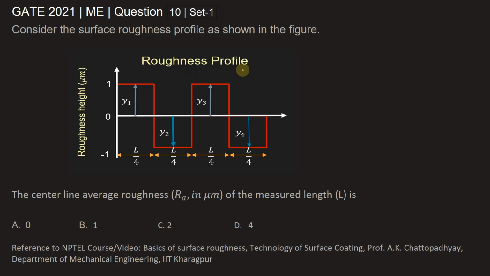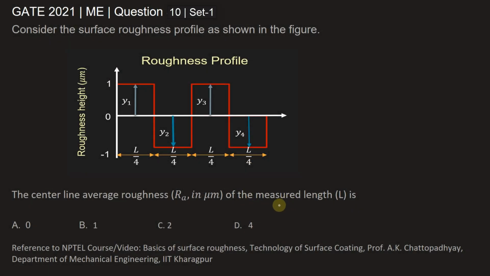Now in this figure, the roughness profile is given with the roughness height in micrometers on the y-axis and the length of the roughness profile in the x direction. And we need to find the center line average roughness of the given length. If you want more information on center line average roughness, you should check out the lecture on basic surface roughness by Professor A.K. Chattopadhyay from the Department of Mechanical Engineering, IIT Kharagpur.